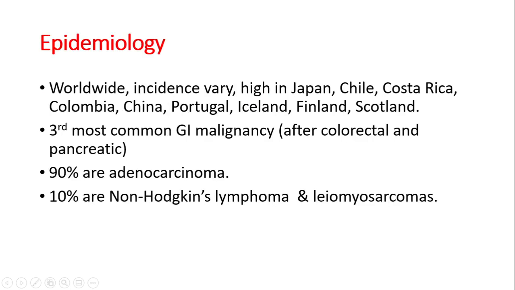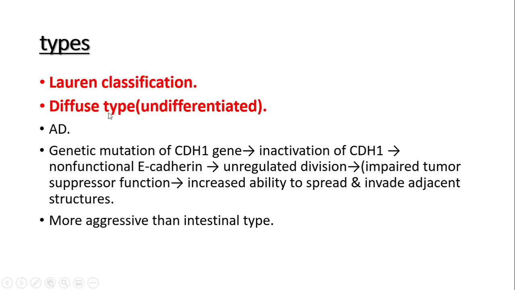From their names, the diffuse type or undifferentiated type, this classification is related to the microscopic features of the tumor. The diffuse type is associated with autosomal dominant inheritance. There is a genetic mutation of the CDH1 gene, an inactivation of the CDH1 gene. It will be associated with non-functional E-cadherin.